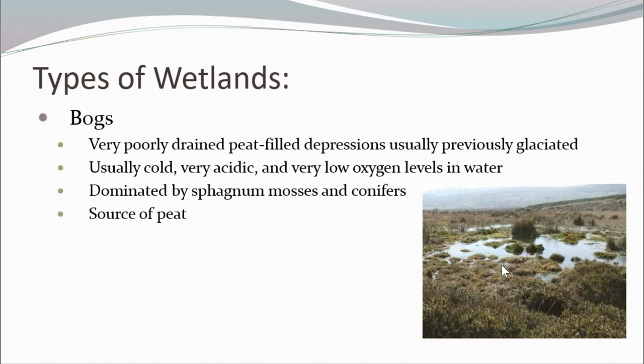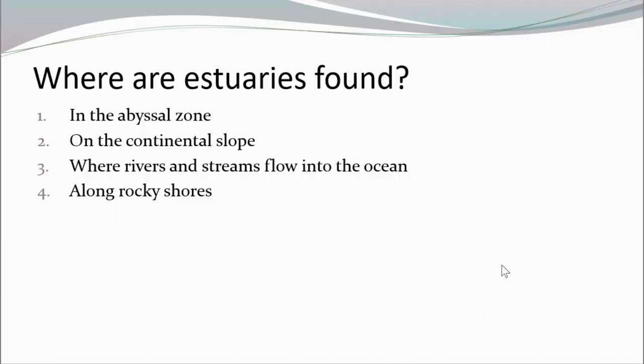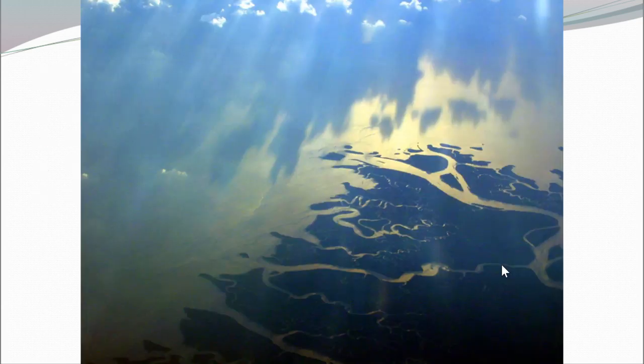swamps, marshes, bogs. Now, I do want to shift a little bit and talk about a very particular kind of wetland, and those are estuaries. So, what is an estuary? Where is it found? Is it found on the abyssal zone, which is the bottom of the ocean, on a continental slope, where rivers and streams meet the ocean, or along rocky shores? Well, estuaries are the areas where rivers and streams flow into oceans.